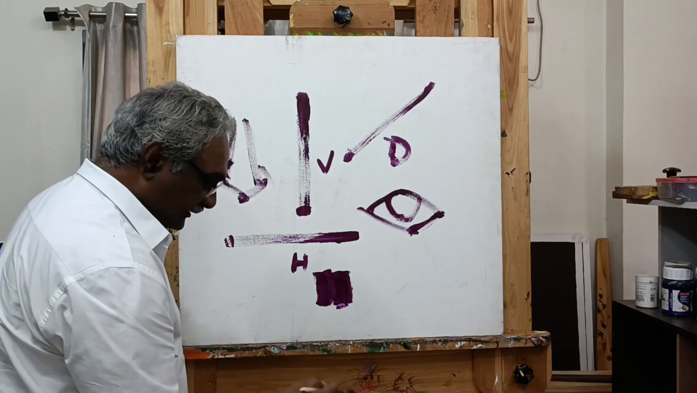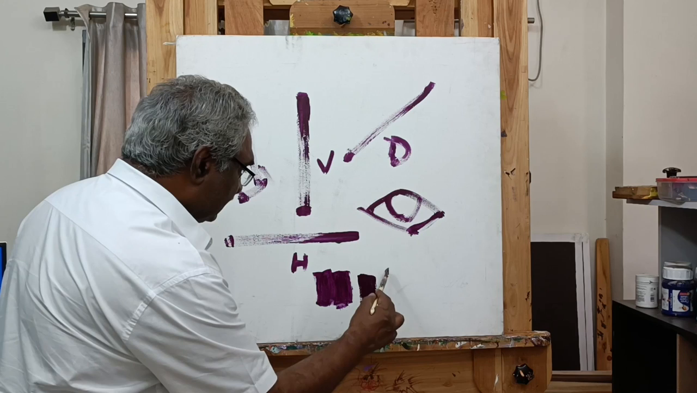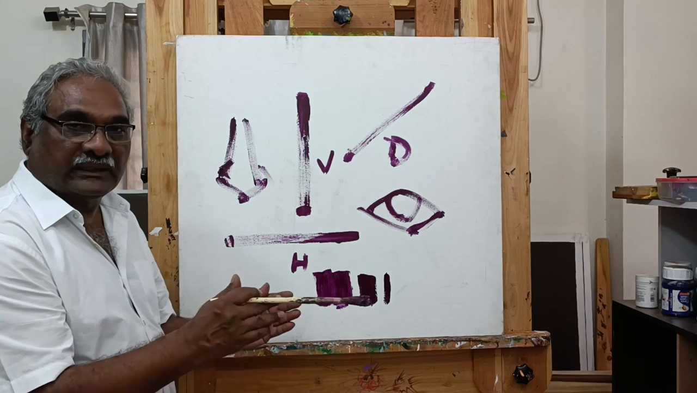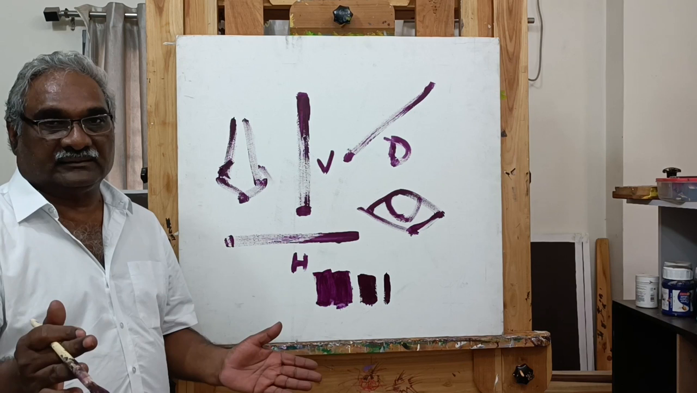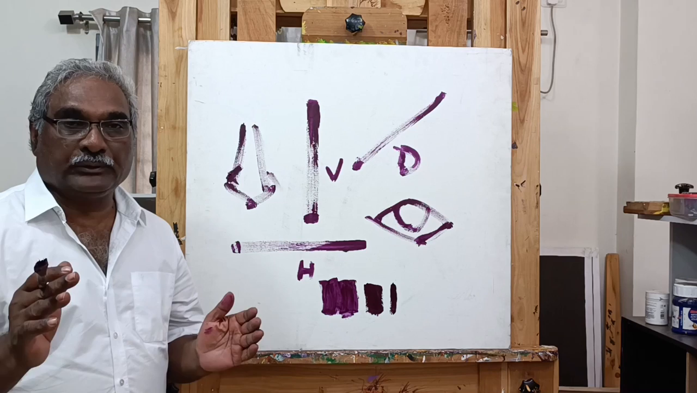then the horizontals will be reduced in quantity. Then the vertical will be like this. So, the diagonals are more, horizontals are a little bit less than the diagonals, and vertical is very little. If we use these ratios, our painting will be balanced. That is the secret to getting beautiful paintings with these shapes. I will show you how to use these shapes in painting.